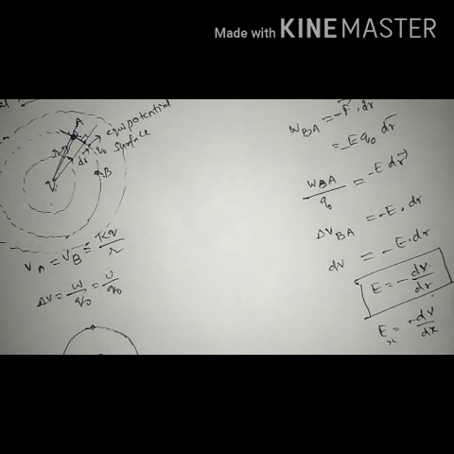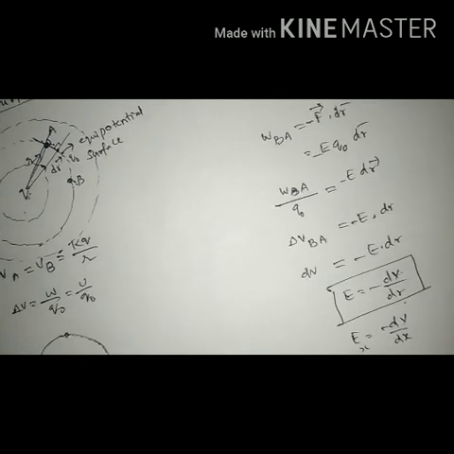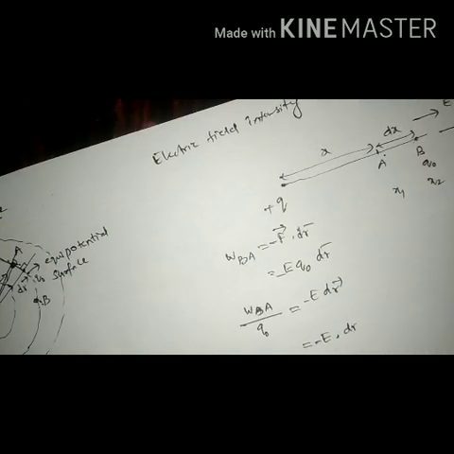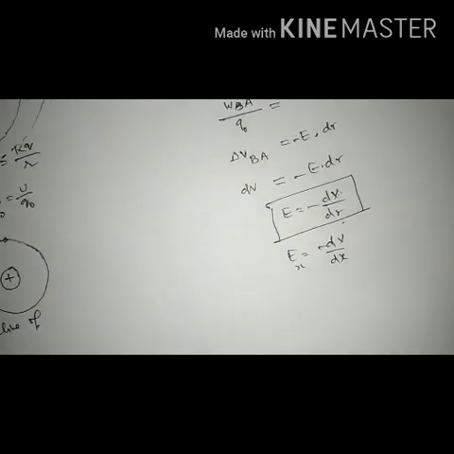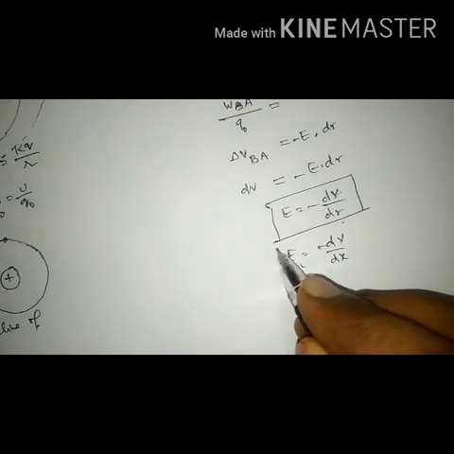So the point has been changed from x2 to x1. Point A to point B to point A. It has been changed from x2 to x1. So like this you can write Ex is equal to minus dV by dr. Now this is one important application.